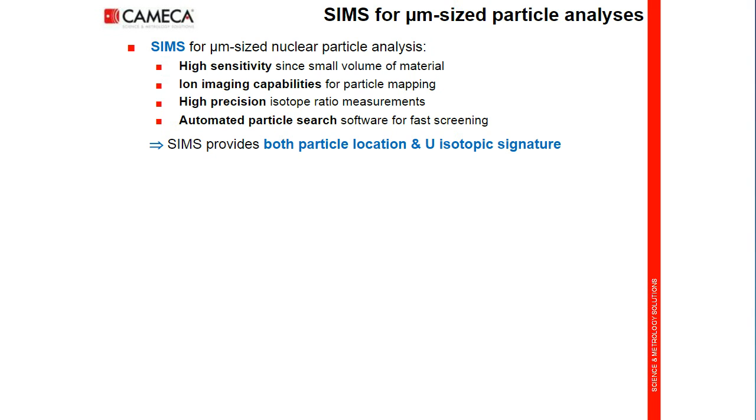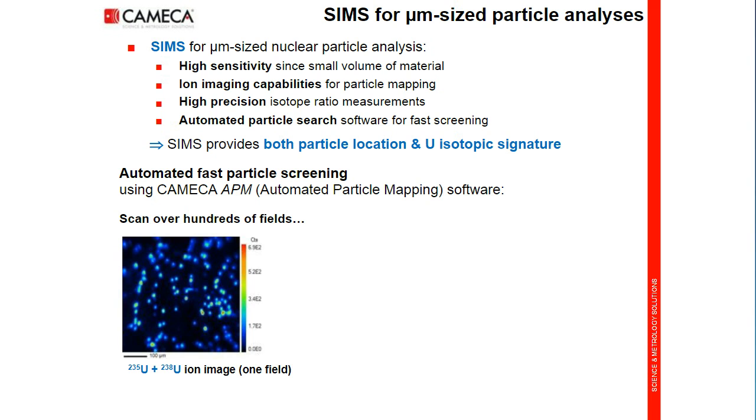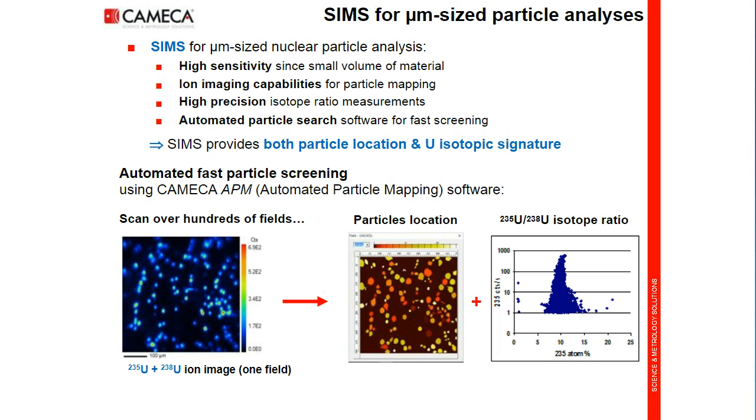The automatic search for uranium particles by SIMS has been greatly improved by the development of the Automated Particle Measurement Software, APM, by CAMECA. The software performs a two-dimensional image scan over a large surface of the sample, by combining ion imaging acquisition and a 2D scan of the stage movement. Then the image data are processed automatically using a specific algorithm. It provides the location of uranium particles as well as a first assessment of the enrichment for each particle.